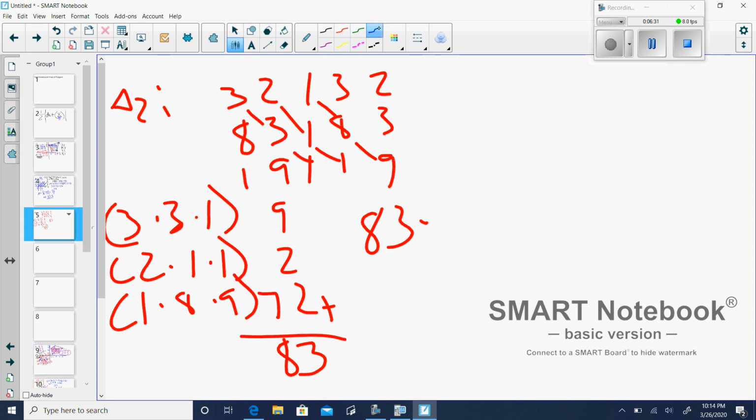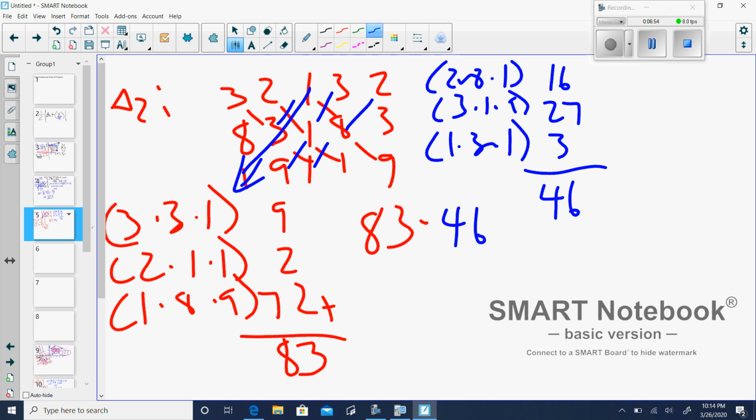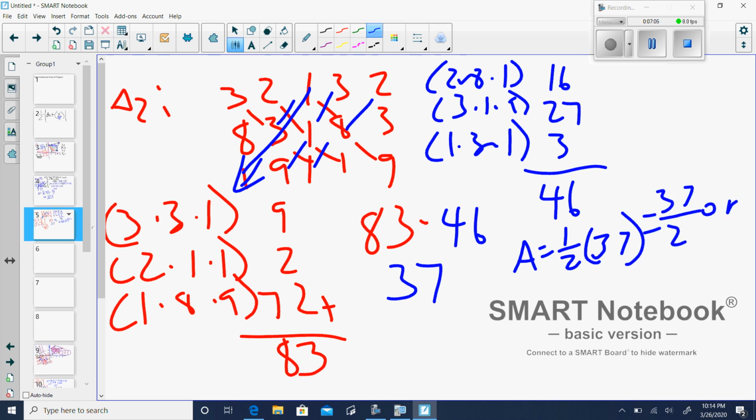Minus, and we're going to go from right to left. So 2 times 8 times 1 is 16. 3 times 1 times 9 is 27. And then 1 times 3 times 1 is 3. So that's 16 plus 27 is 43, plus 3 is 46. So 83 minus 46 gives us 37. Our area is 1/2 times the absolute value of 37, so 37 halves, or 18.5.